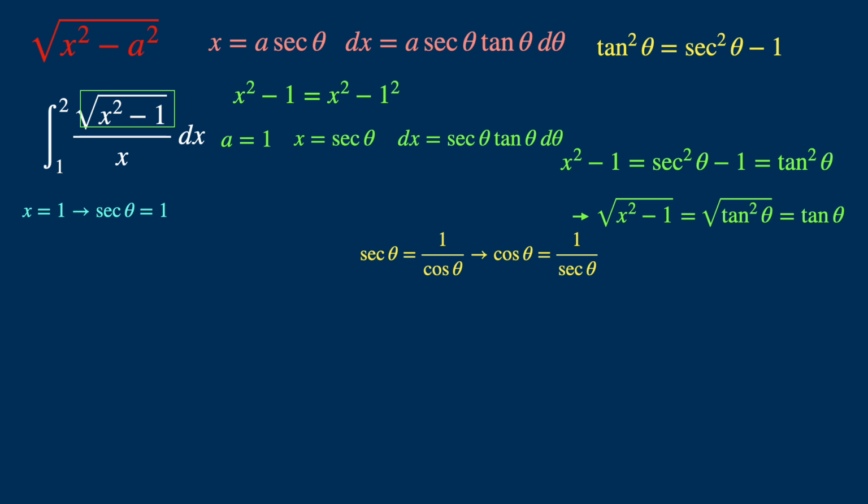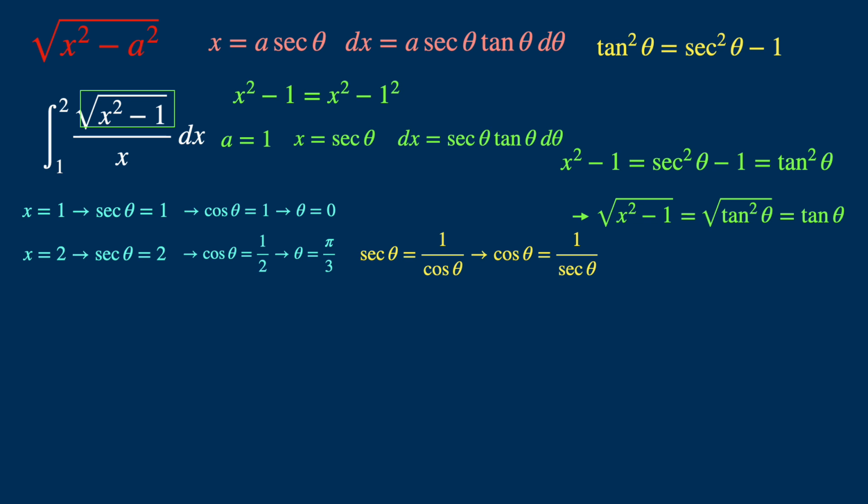So secant theta is 1, meaning cosine theta is 1, so theta is going to be 0. Okay, upper limit x equals 2, which means secant theta is 2, which means cosine theta is 1/2, so theta is going to be pi over 3. Now, you just substitute everything right there.